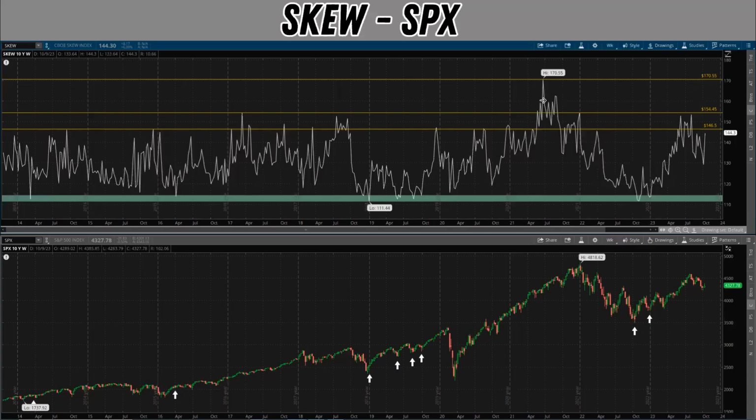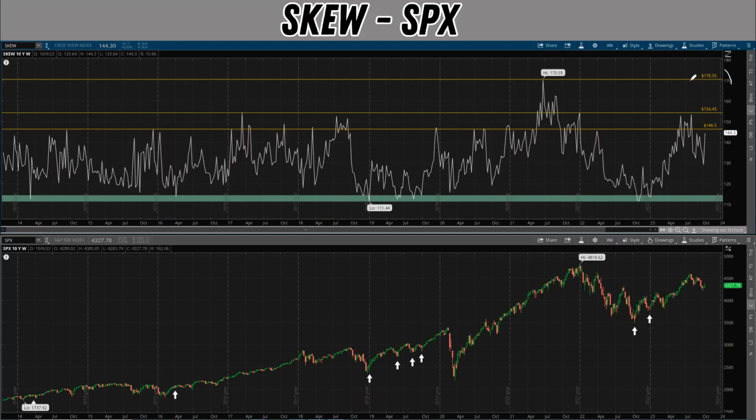Next, we're going to be taking a look at our Skew Index right here. So we have the Skew on top, and then we have the S&P 500 here on the bottom. And this is basically a way to look for potential buy and sell signals. We have the green shaded area here highlighted by all the arrows on the bottom. Those have been really good buying opportunities. So we do want to embrace those.